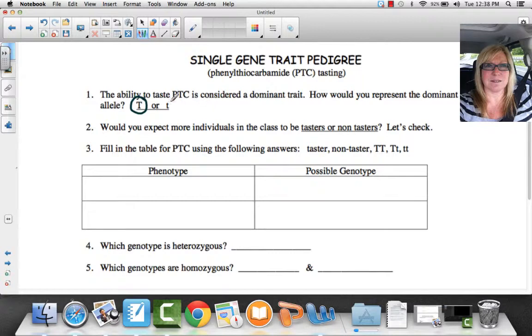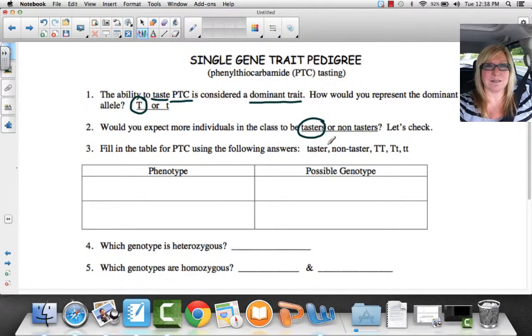And because it is considered a dominant trait, the ability to taste it, do you think that more individuals in the class would be tasters or non-tasters? Tasters or non-tasters? Hopefully you said tasters. And we're actually going to check that out on Friday. We're going to see who can taste it and who can't. We're going to fill in the table for PTC using the following answers.